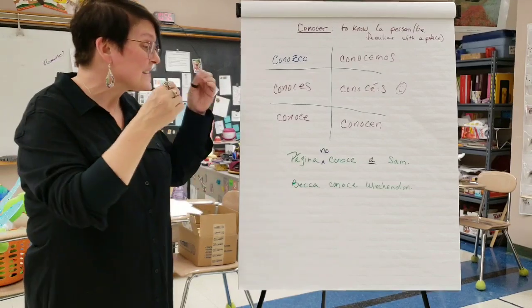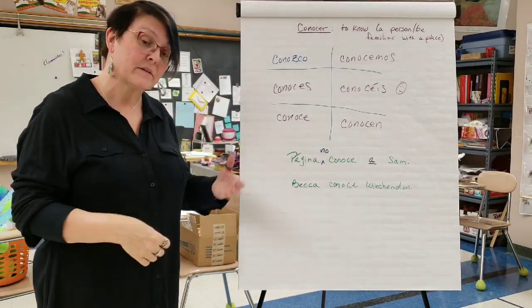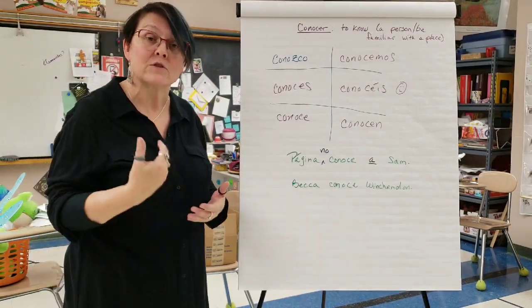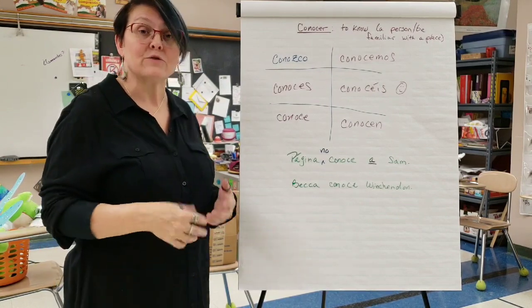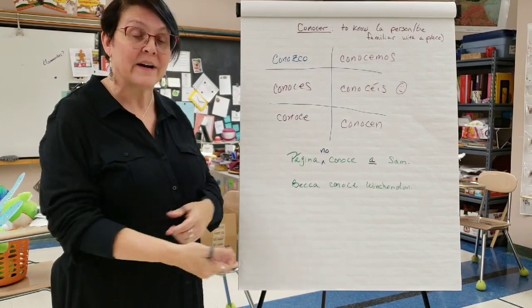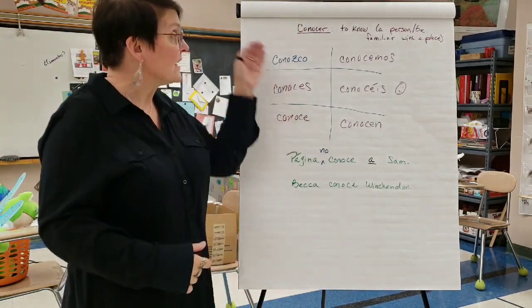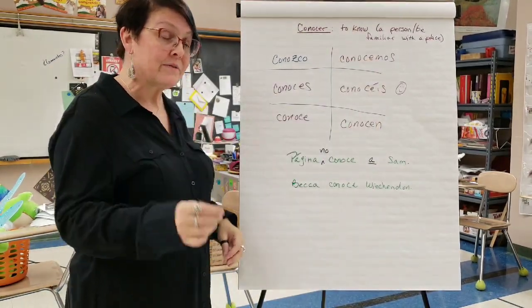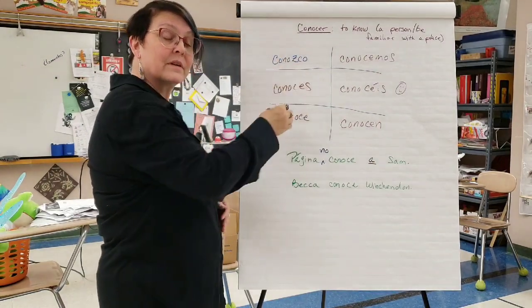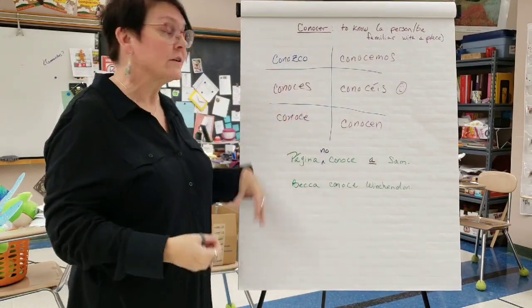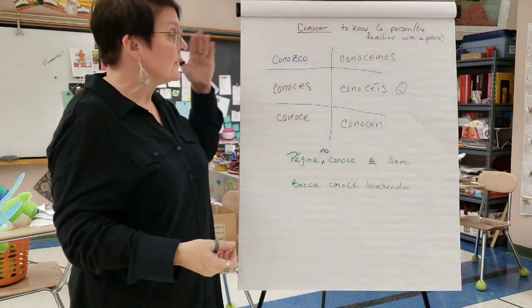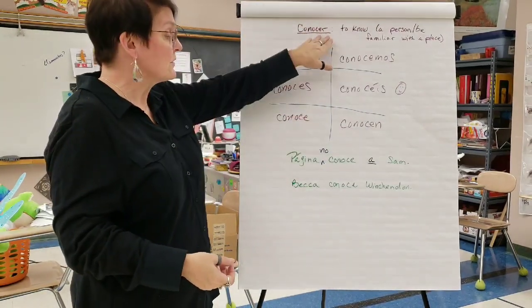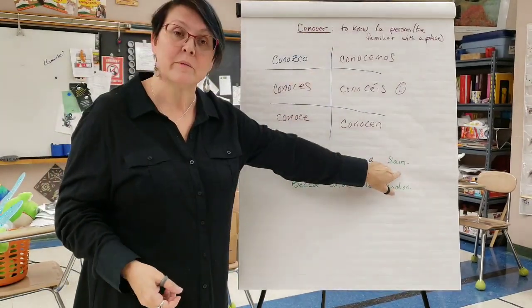That's it. That is the difference between saber and conocer. They both mean to know. Saber is to know how to do something or to know a fact. And conocer is to know a person or to be familiar with a place. Both of them have irregular yo forms. Both of them are completely regular except for the yo forms. The only thing you need to remember is that conocer has an a if you're talking about people after the verb.